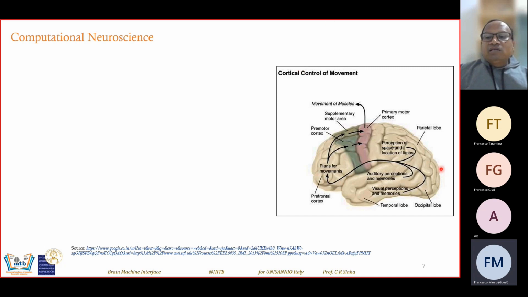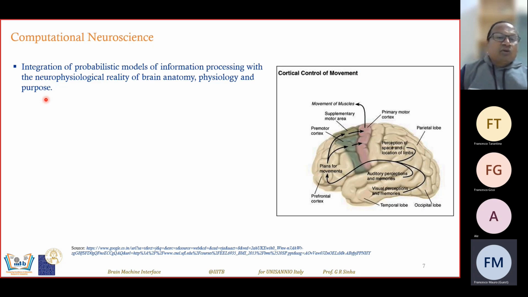I think all these areas, like the parietal lobe, occipital lobe, temporal lobe, and the frontal lobe, we have already discussed. This particular lobe has the ability for muscle movement, the premotor cortex, especially the parietal lobe, perception of space and the location of limbs. And this is the primary motor cortex, which is related to movement of muscles. Occipital lobe handles visual perception, and auditory perception. These are the cortical control of movements that is covered under computational neuroscience.